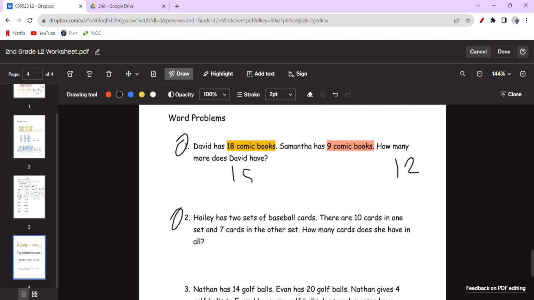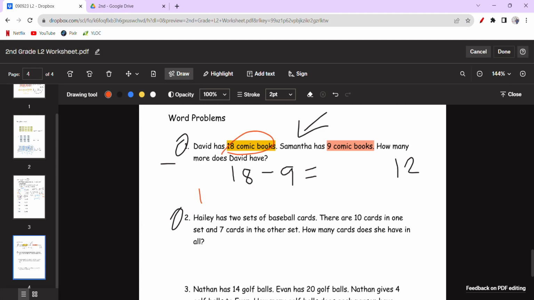So David has 18 comic books. This is a subtraction problem. And Samantha has 9 comic books. We need to find how many more does David have, right? So then we would have to subtract 9 books to find out how many more he has compared to Samantha. Okay, so we can draw it out, right? We can always draw it out.